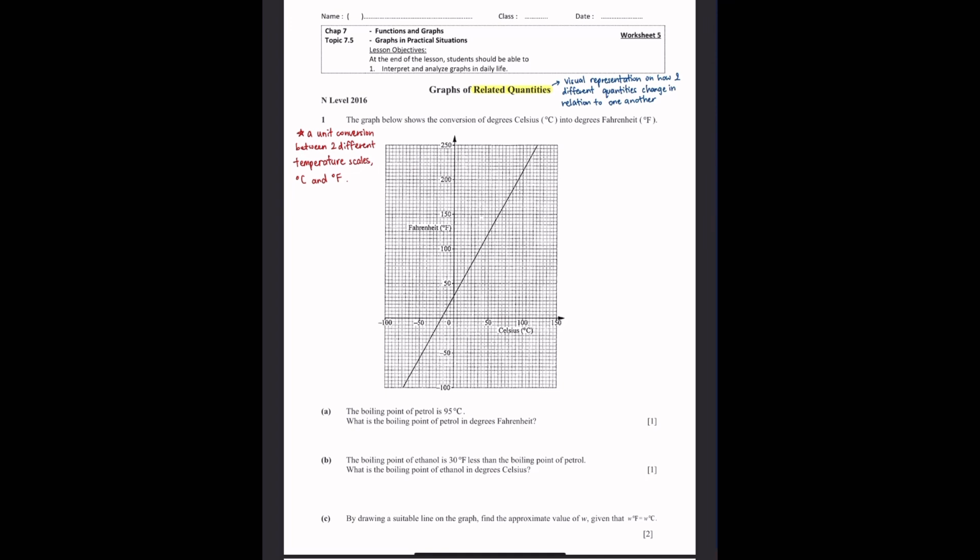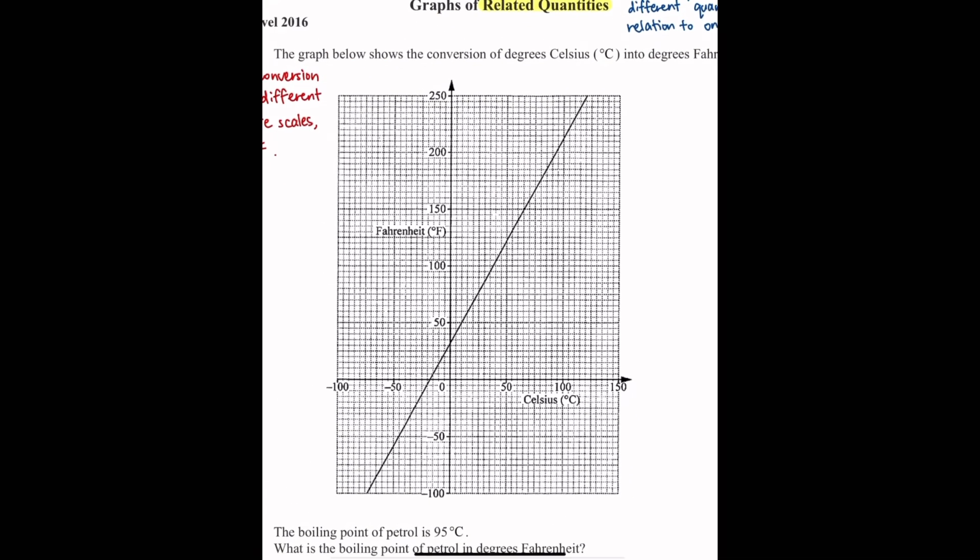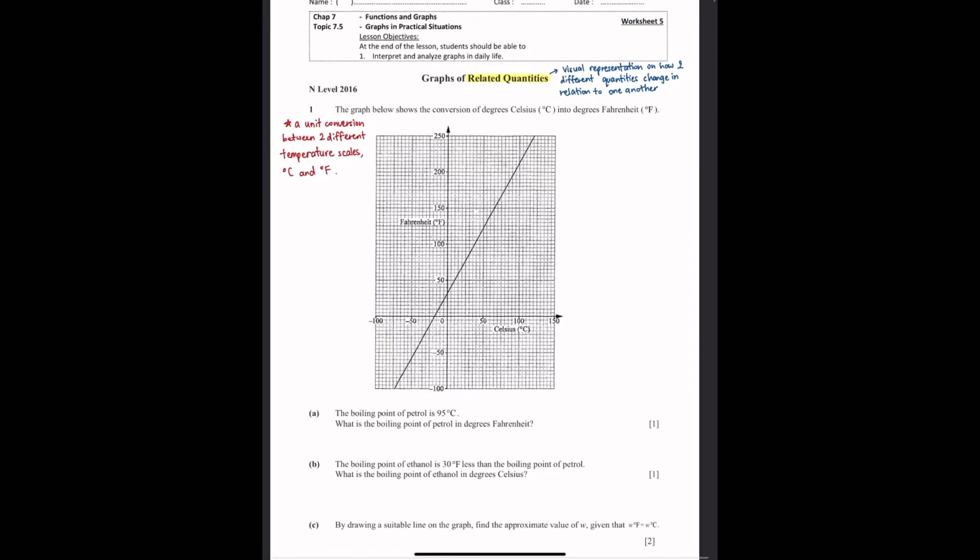So I'll be doing question 1 now. Let's read the question. The graph below shows the conversion of degrees Celsius into degrees Fahrenheit. This graph is a representation of the unit conversion between two different temperature scales, degrees Celsius and degrees Fahrenheit. Let's zoom in. If you notice, the vertical axis represents degrees Fahrenheit and the horizontal axis represents degrees Celsius. Now let's take a look at part A.